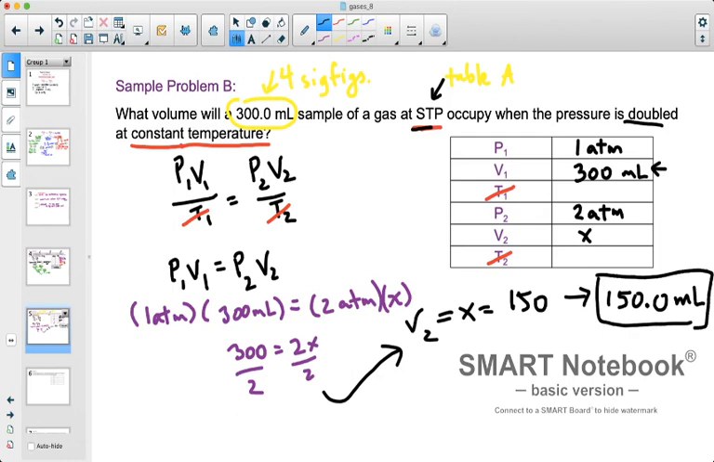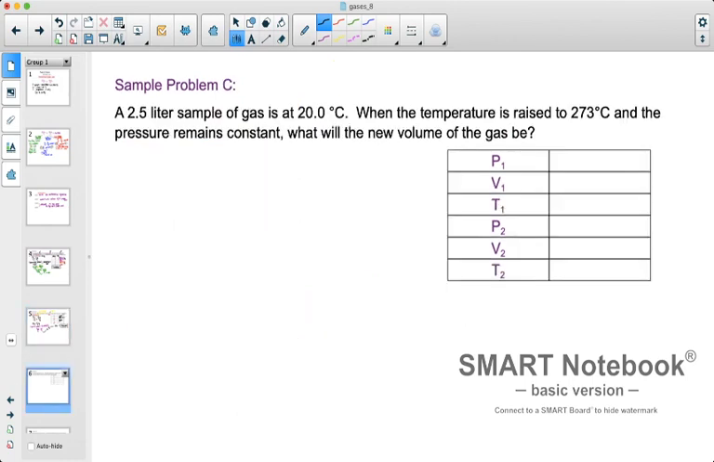Okay, let's go one more, just to show you another trick that might occur. So sample problem C. In sample problem C, they give us a whole bunch of values, but I want you to pay attention also to the temperature. They give you the temperature in Celsius. Because they give you the temperature in Celsius, you must convert to Kelvin, and that's important.